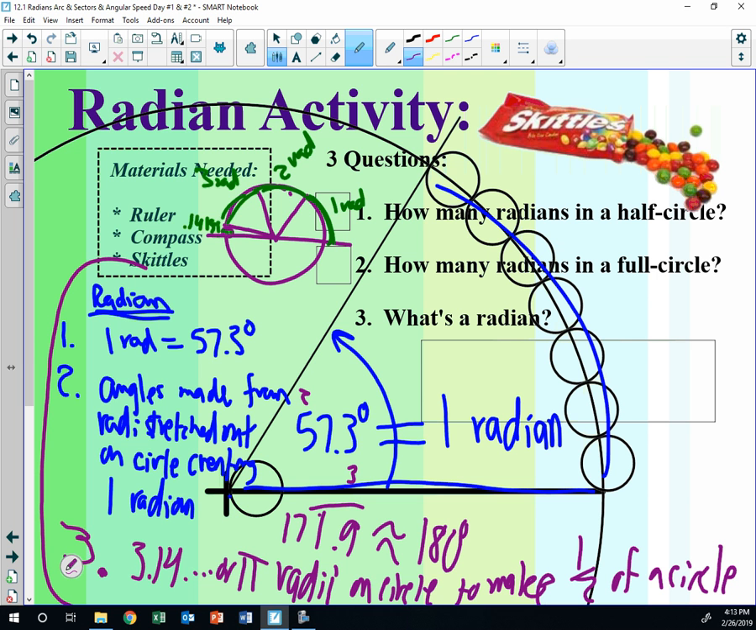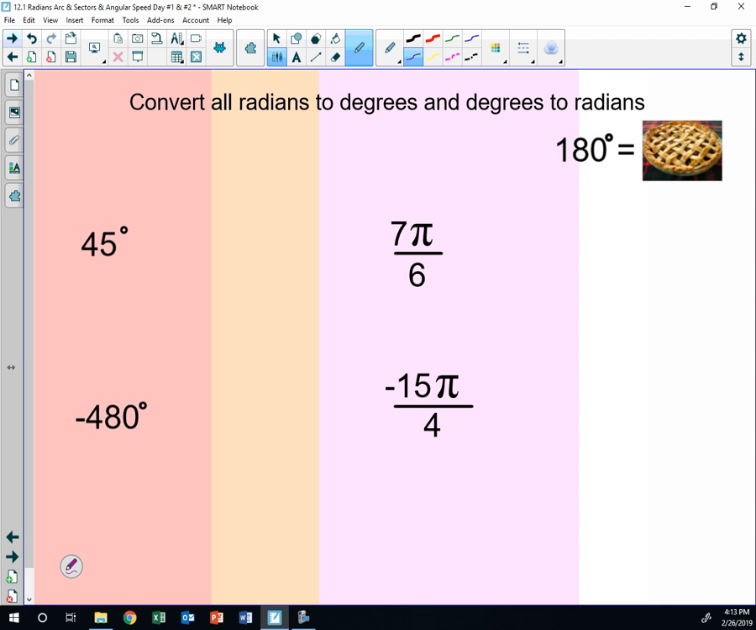So take a while, maybe come back, watch this video a couple times, just the first few minutes. Make sure you understand what a radian is. It's a radius on a circle, it makes an angle. So we can use this to convert degrees to radians, and you'll see why in just a moment.